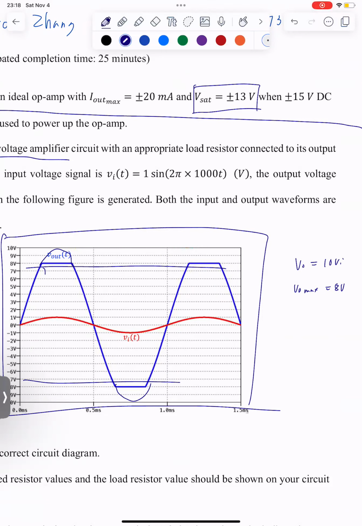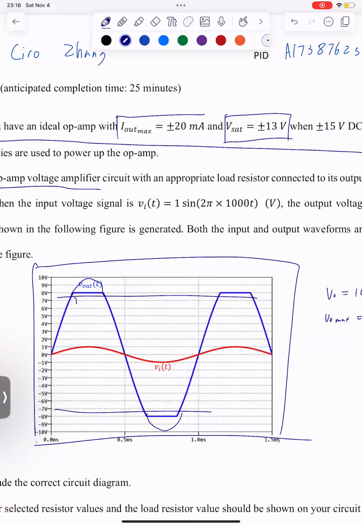So what we will have to do is look at the current, and we will need a load resistor to work with the current, using the maximum output current to limit the maximum voltage or the minimum voltage.